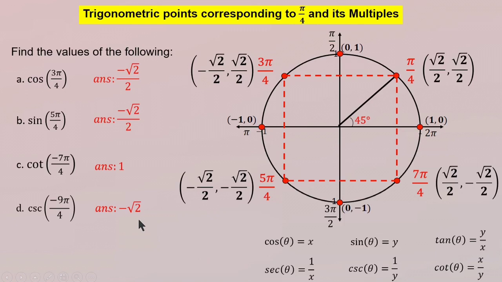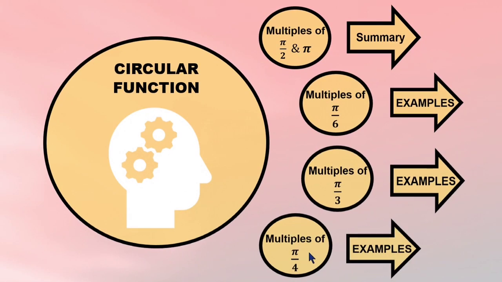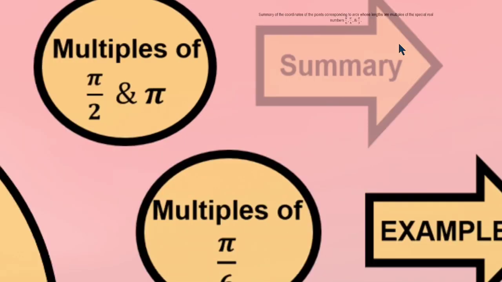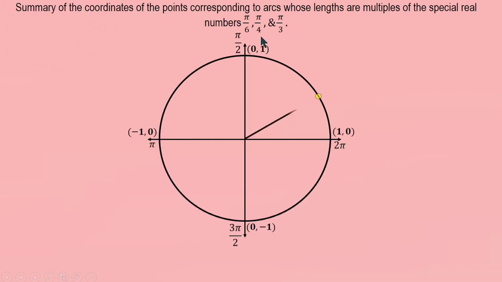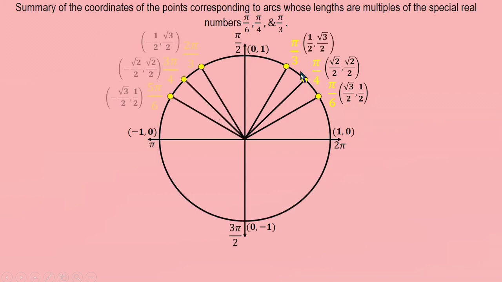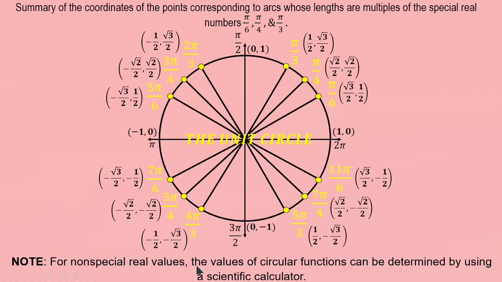And so these are the trigonometric points corresponding to pi over 4 and its multiples. Here's the summary of the coordinates of the points corresponding to arcs whose lengths are multiples of the special real numbers pi over 6, pi over 4, and pi over 3. This is what we called the unit circle. For non-special real values, the values of circular functions can be determined by using a scientific calculator.